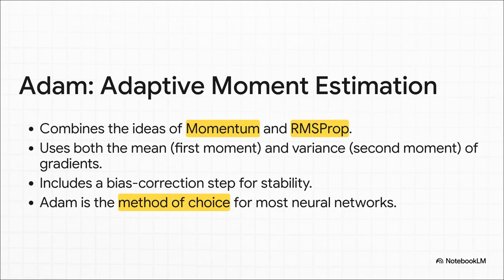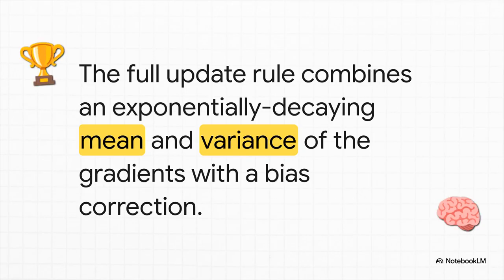And because of all this, Adam is pretty much the default go-to optimizer for almost every deep learning problem out there today. Now, I know this formula looks a little crazy at first glance, but it's really just elegantly combining the two ideas we just talked about. This first part, which tracks the mean of the gradients, that's the memory from momentum. And the second part, which tracks the variance, that's what gives us the adaptive steps from RMS Prop. Adam just puts it all together into one super powerful package.